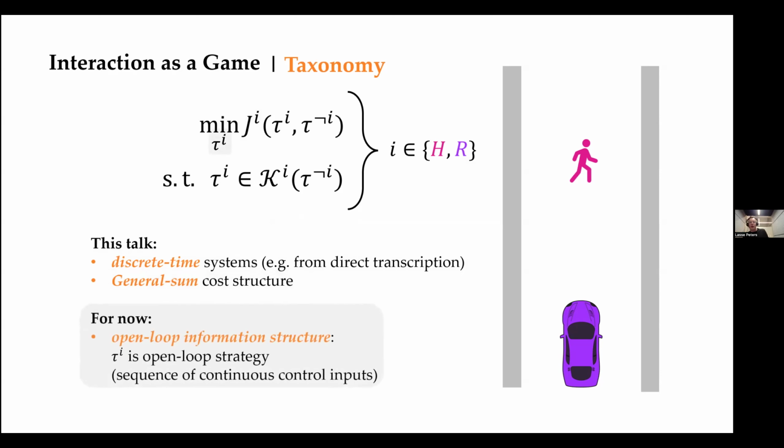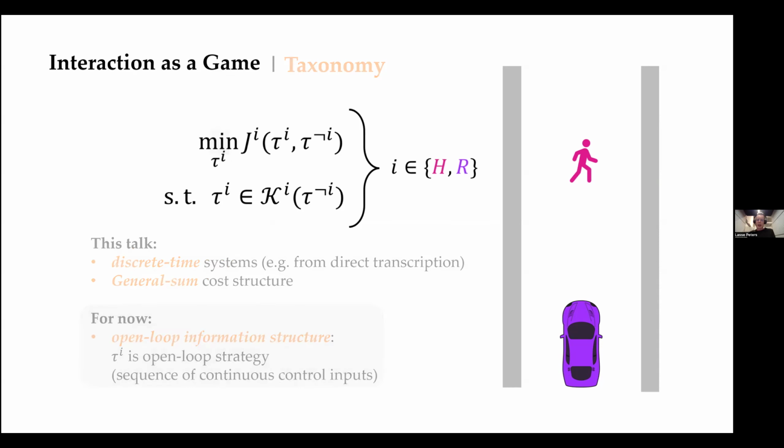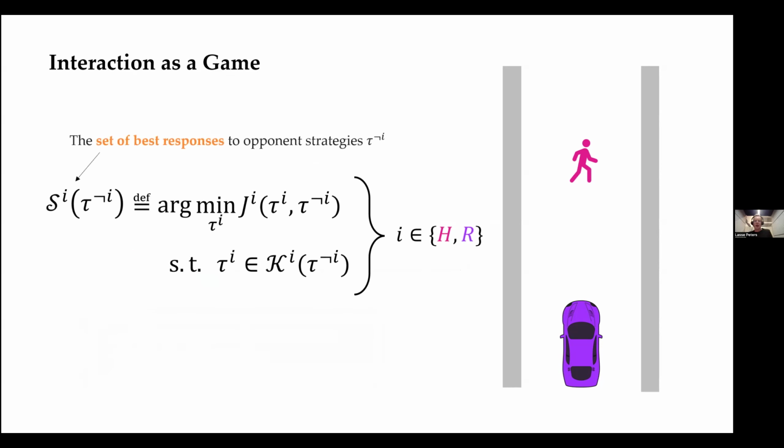And for the first part of this talk, we will also focus on open loop information structure, which means that tau i, the strategy of each player, is an open loop strategy, which is exactly encoded by this assumption that it's just a sequence of control inputs. And so, this open loop strategy basically just depends on the initial state, and we'll see how we deal with that in a bit. So that's the setup. Now let's talk about what it means to solve a game.